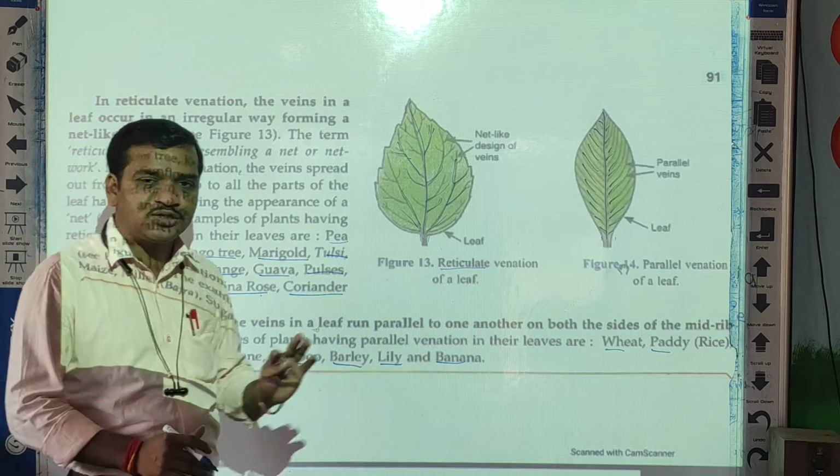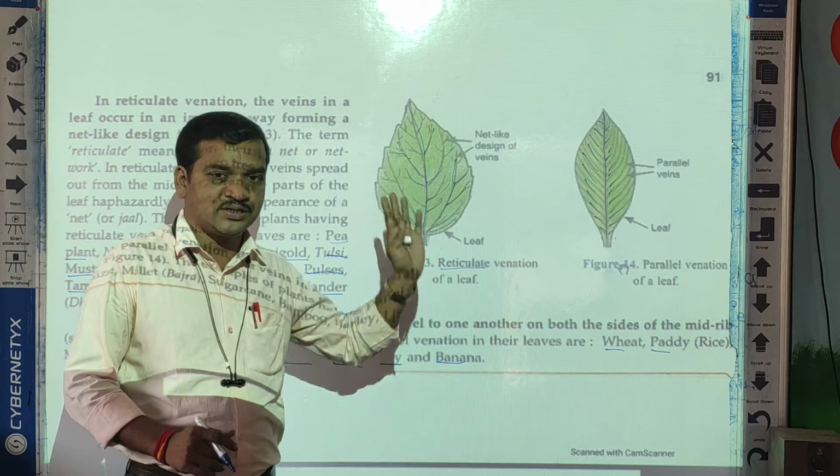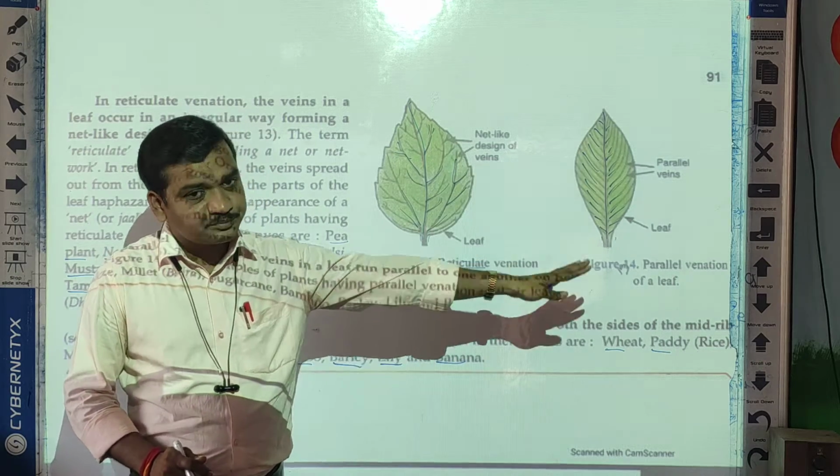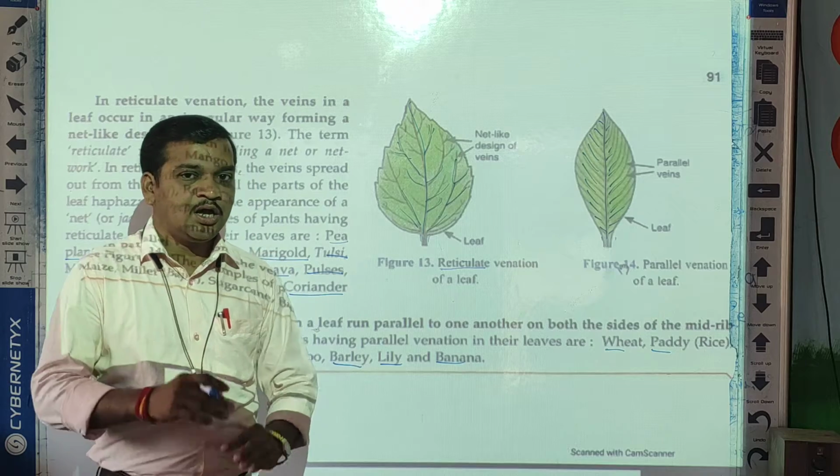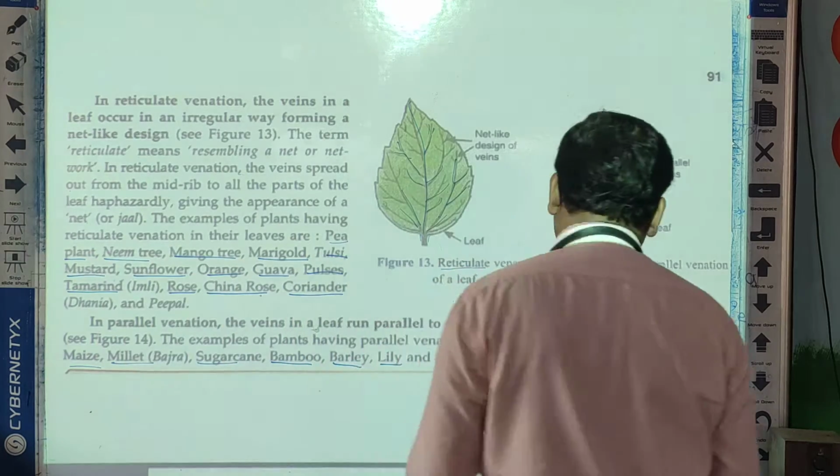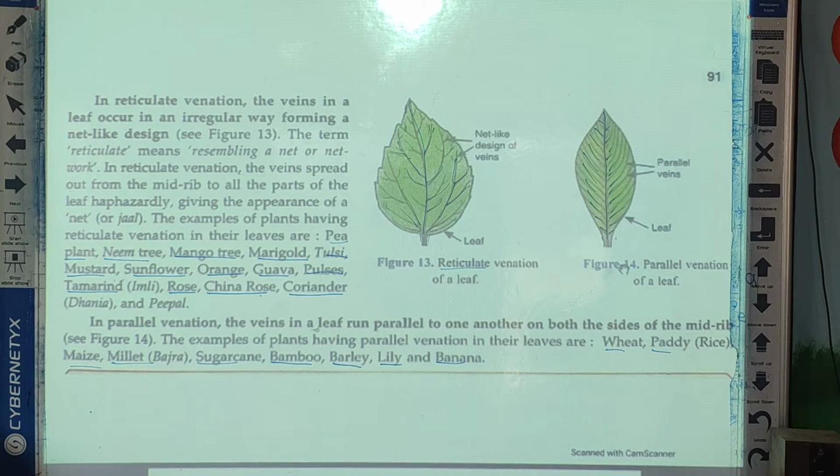So I hope you understood about leaf venation, parallel and reticulate venation. Now there is a relation. Okay, next part.